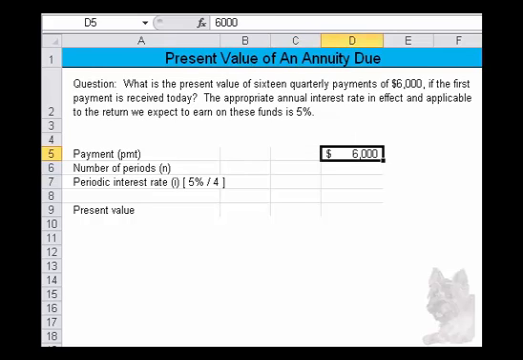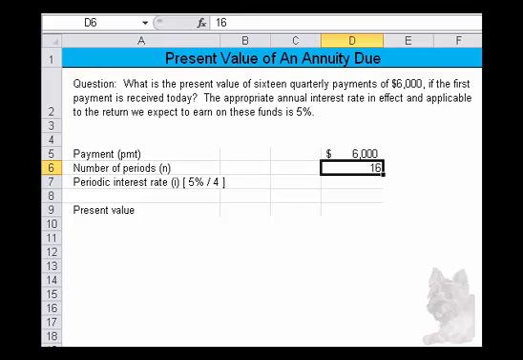Okay, so the payment amount is $6,000. That's each payment is $6,000. Now the number of payments, they told us, was 16. Okay, so it looks like quarterly payments for 4 years. They tell us the interest rate is 5%.